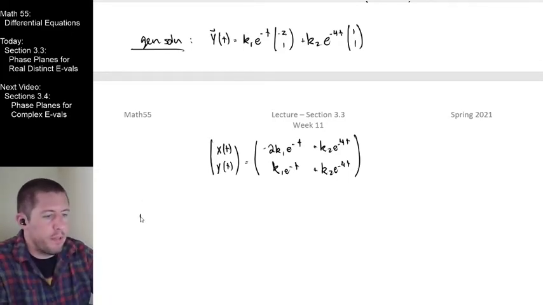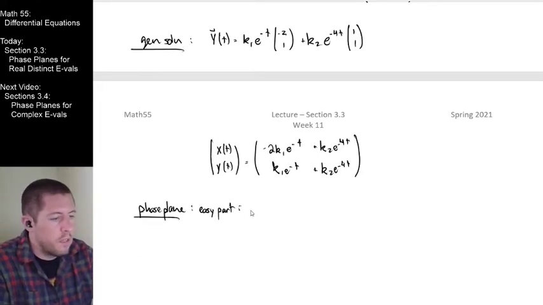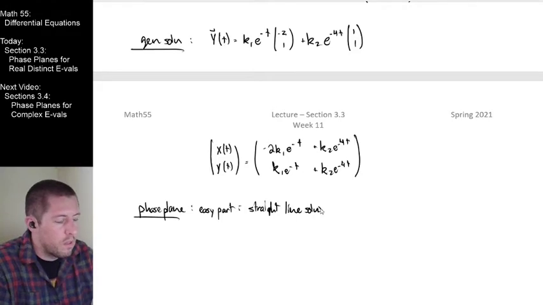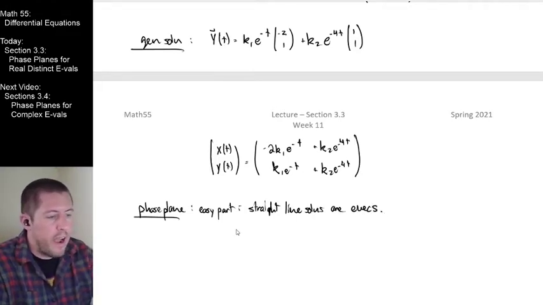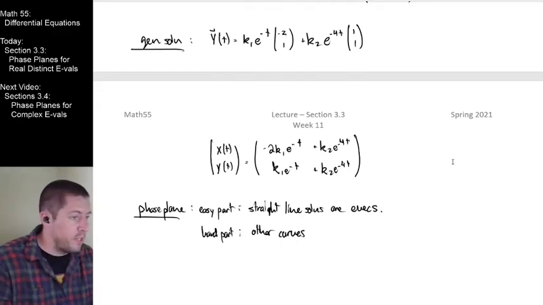So now for the phase plane. The easy part is the straight lines, which are basically just our eigenvectors. The hard part is the other curves, everything that's not on our straight line solutions out there. So let's see what we've got right here.